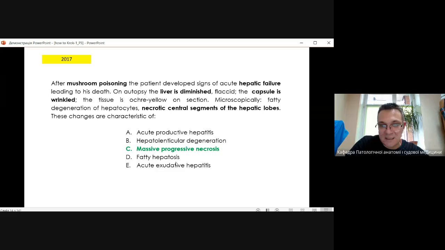manifestation of Wilson's disease, fatty hepatosis, acute exudative hepatitis, which doesn't exist in fact. None of them reveals the presence of necrotic changes, especially massive necrotic changes. That's why only the massive progressive necrosis of the liver is the correct answer.